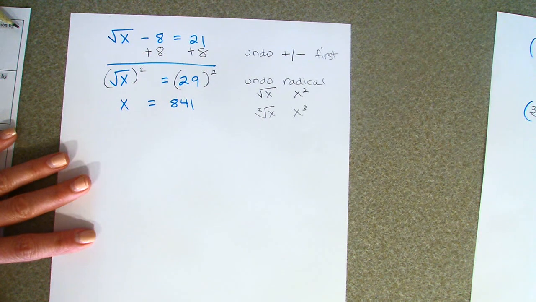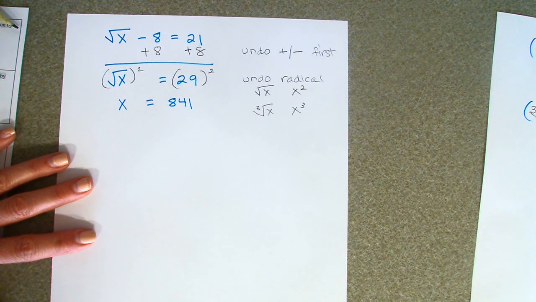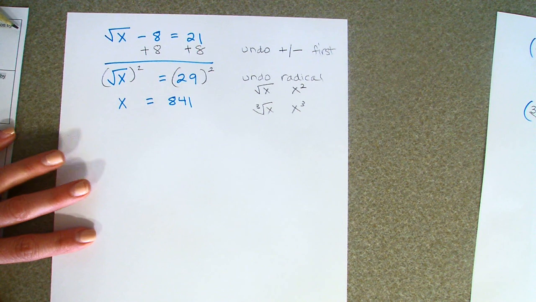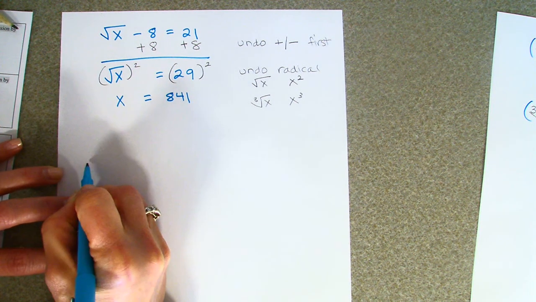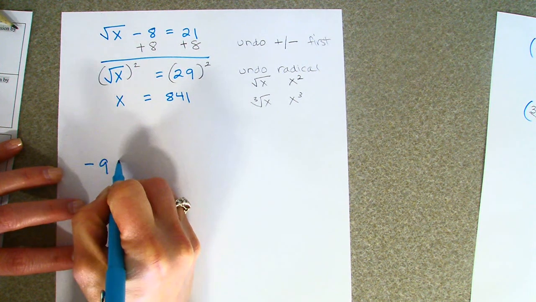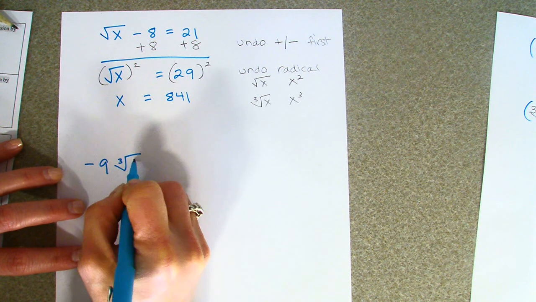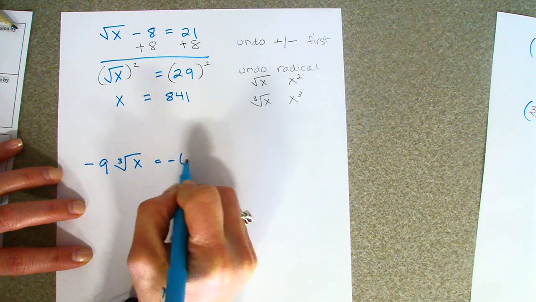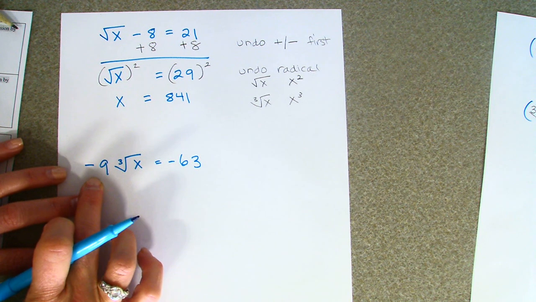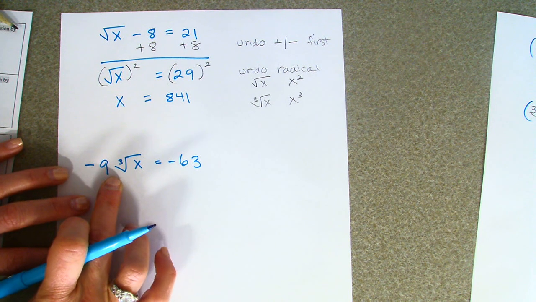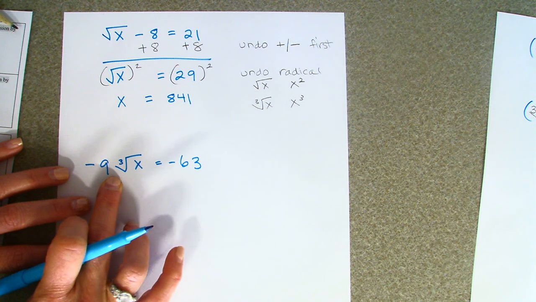So this was an example of a two-step equation with a radical. I've got one more that I want to show you before you do a little practice. Let's take a look at a problem like this. Negative 9 cube root of x equals negative 63. So this means negative 9 times the cube root of x equals negative 63.